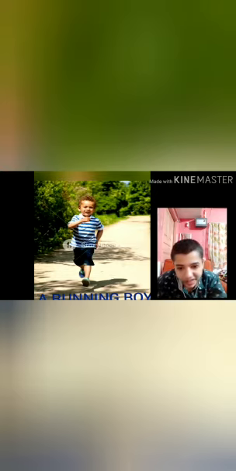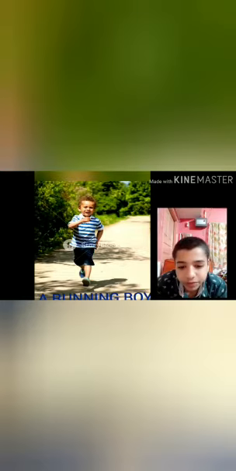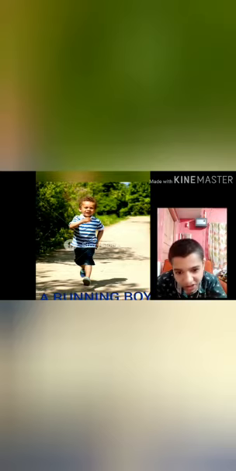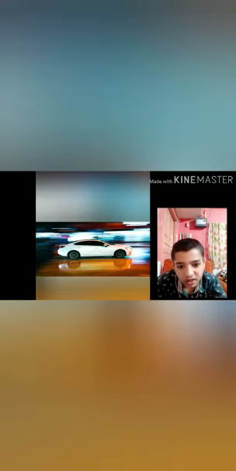Now look at the example of this boy. What is this boy doing? This boy is running. When he runs, he is changing his position, because at first he was at point A. When he ran, he came to point B. So the position changed from A to B. That's why this boy is in motion.